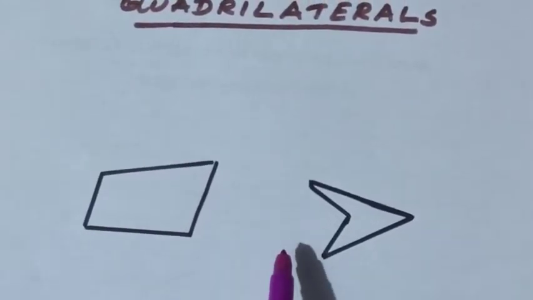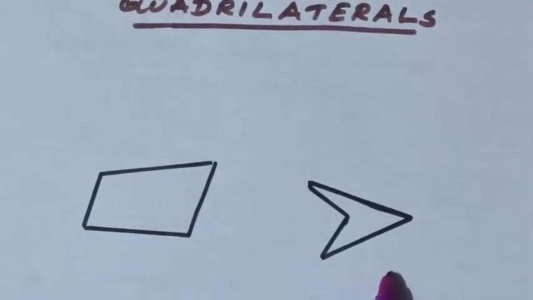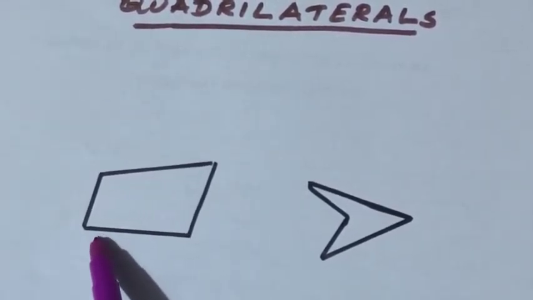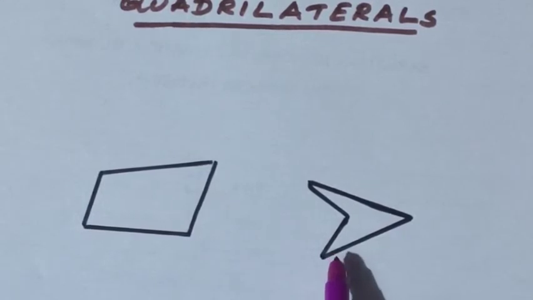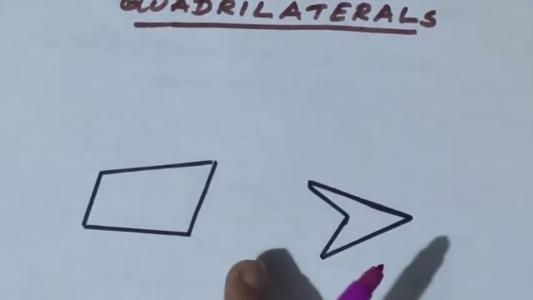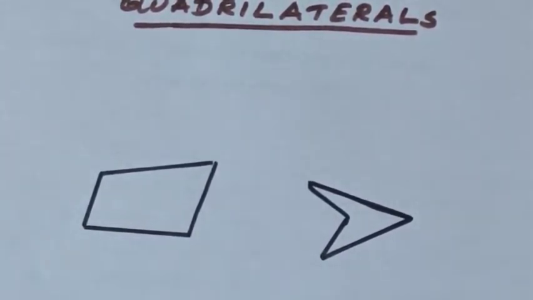See here, you can see some figures. How many sides are there? In this also we can see 4 sides. Here also we can see 4 sides, and moreover both are closed figures. So a quadrilateral is a closed figure formed by 4 sides only.